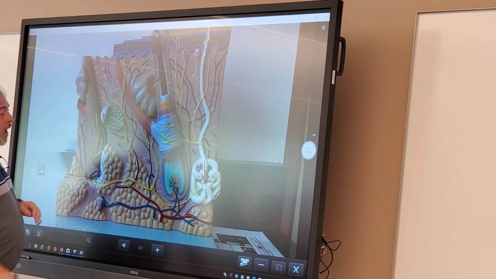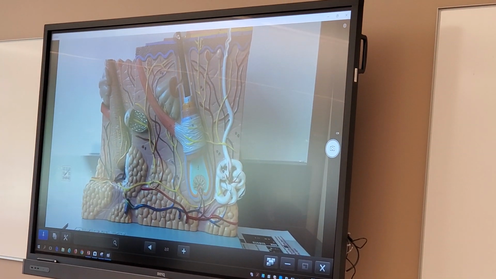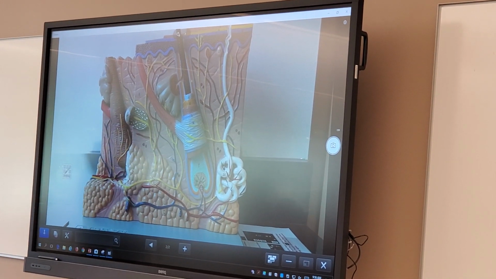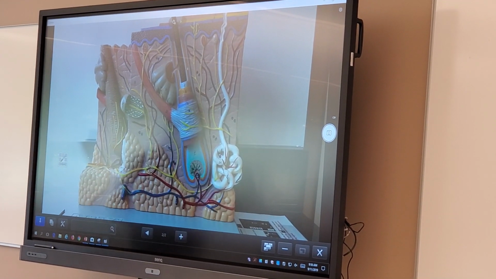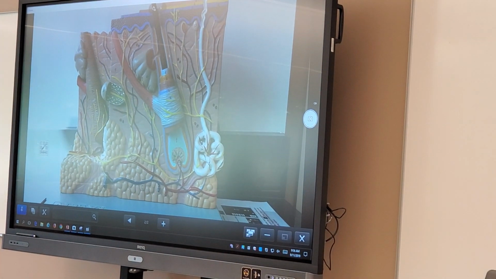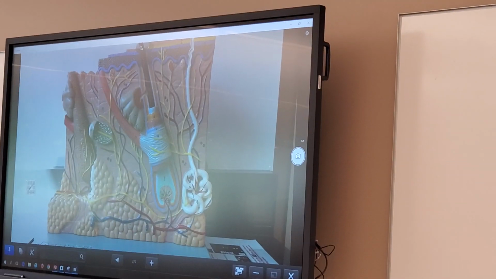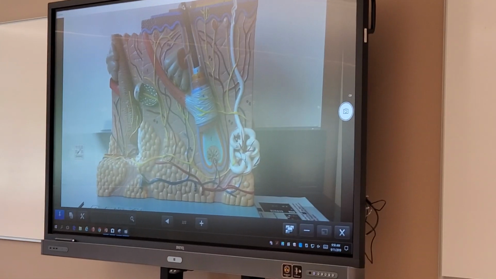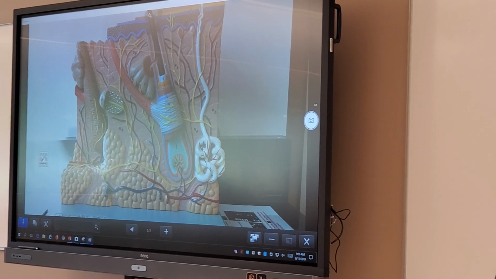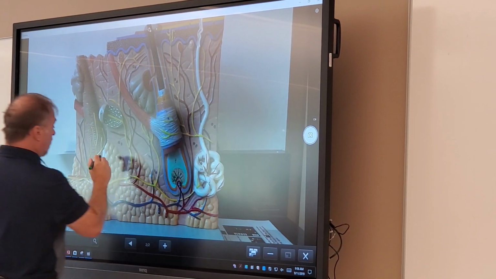So below the skin, immediately below it, most of us have a fatty layer, and this is called the hypodermis. Hypo just means below, and so hypodermis is below the dermis. Okay, so this fatty layer is shown here. It's this material right here.